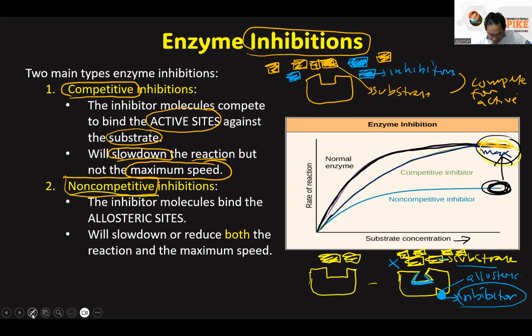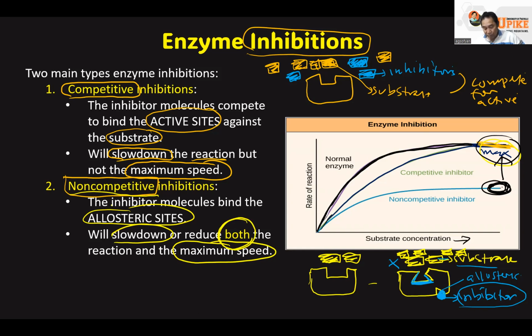Okay, so this is the act of non-competitive inhibitors. It will bind to the allosteric site and it will slow down the reaction. At the same time, it will also reduce or decrease the maximum speed. So both of these will be affected by the non-competitive inhibitors or inhibition. So both the reaction and the maximum speed will be reduced. But for the competitive, only the reaction speed is reduced, but the maximum at the end will be the same. Okay, so I hope this is easy for you to understand the difference between competitive inhibitors and non-competitive inhibitors.